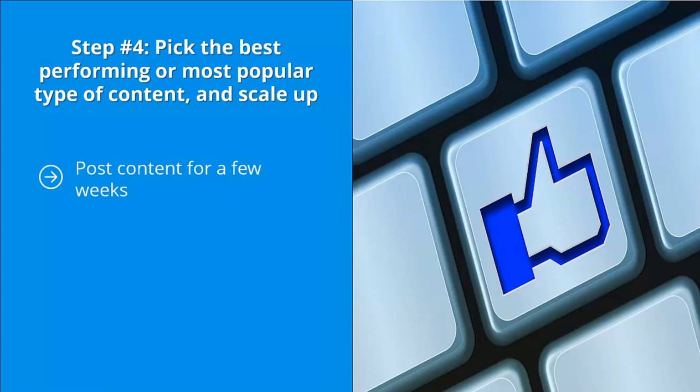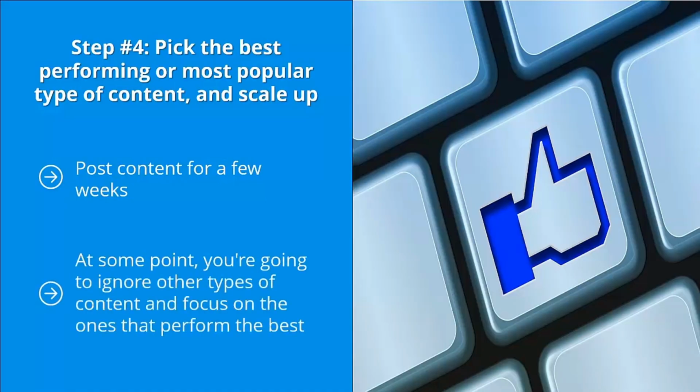Post content for a few weeks. Keep publishing, and then look at the content that gets the most engagement. Which shared materials get the most likes, the most shares, the most comments? At some point, you're going to ignore other types of content and focus on the ones that perform the best. For example, if you have a Facebook page on Chihuahuas and you notice that third-party articles on Chihuahua houses get a lot of shares, likes, and comments, you might want to eliminate most other types of content and focus on Chihuahua houses because those get the most love from your audience.